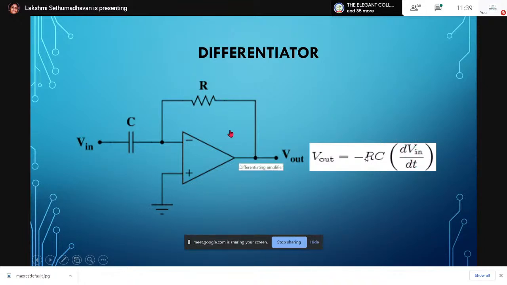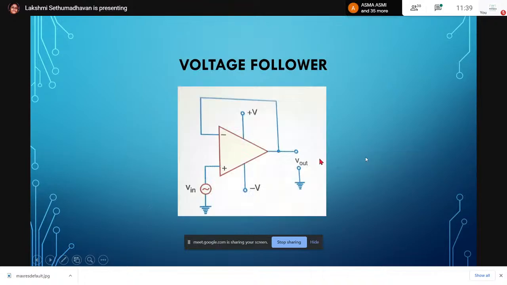If I have time, I can explain the differentiator, integrator, and summing circuit with the simple logic that IN equals IF. With the same logic, you can explain all these circuits. Then there is the voltage follower. There, I will stop. If time permits, I will go for the derivation of integrator and differentiator.